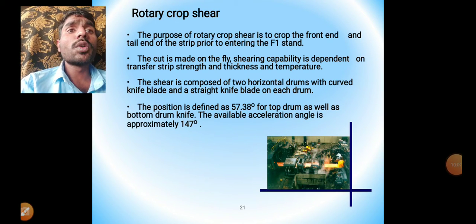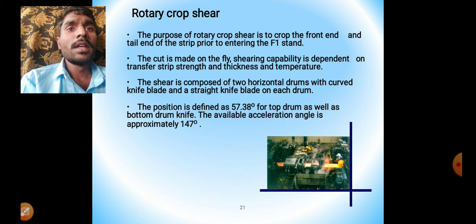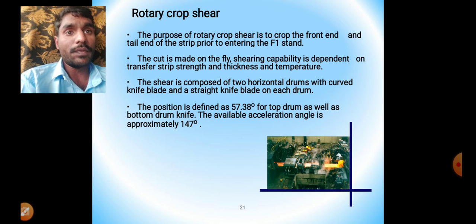The purpose of the rotary crop shear is to crop the front and tail end of the strip prior to entering the FM stand. The cut made by the flying shear depends upon the transfer strip length, thickness and temperature. The shear is composed of two horizontal drums with a curved knife in between.